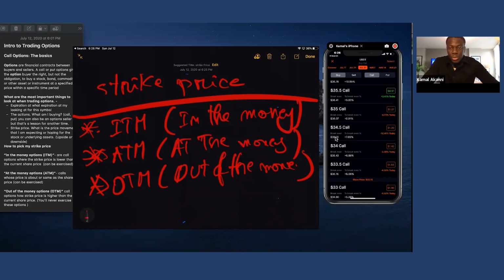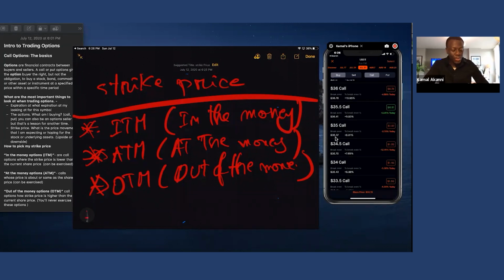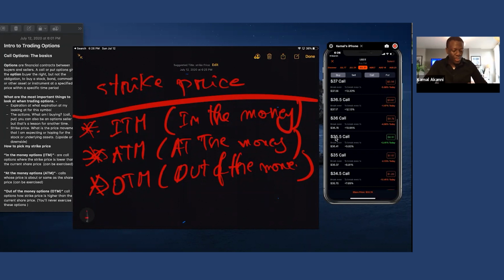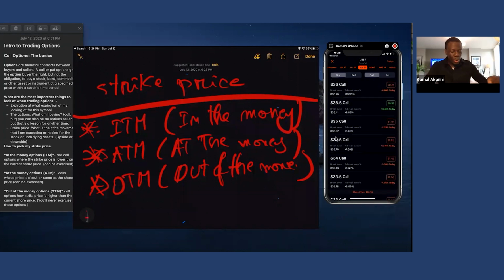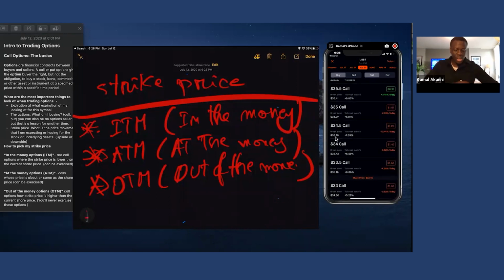But when it comes to out of the money, you can still purchase, obviously. A lot of people still purchase options out of the money. But that means you are very bullish on the actual price movement of the stock. So if I'm very bullish on Uber, for example, and I know that at some point before July 31st Uber will be $35 instead of $33, then $35 is currently out of the money.